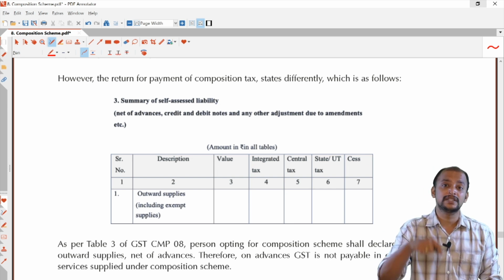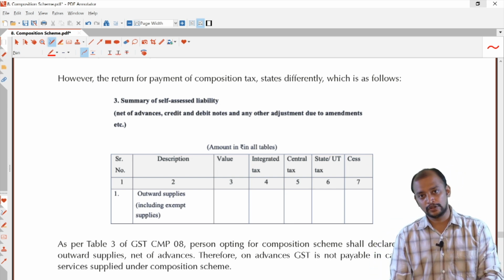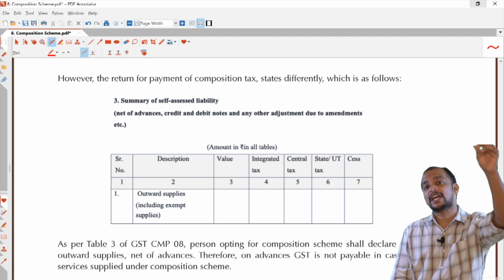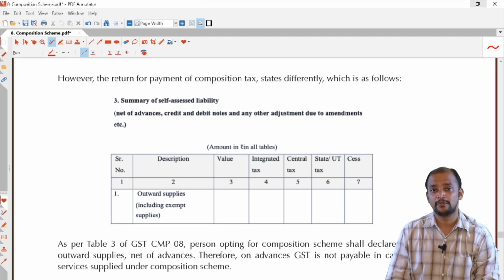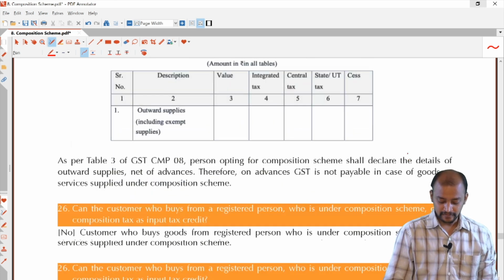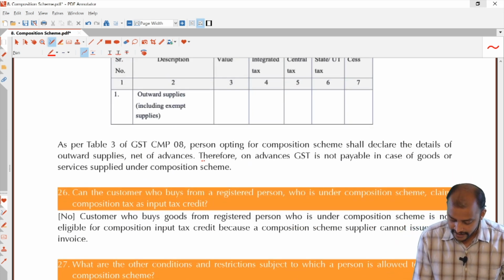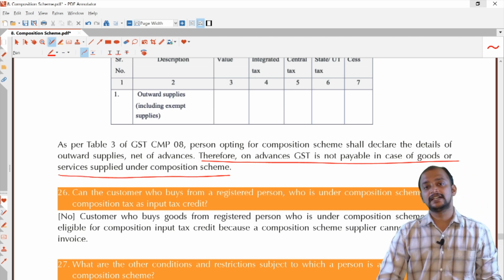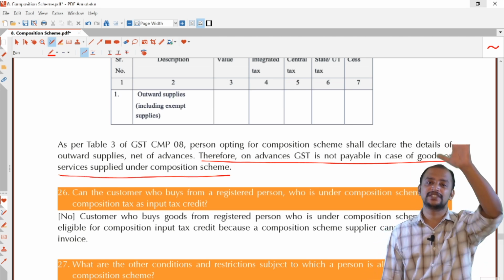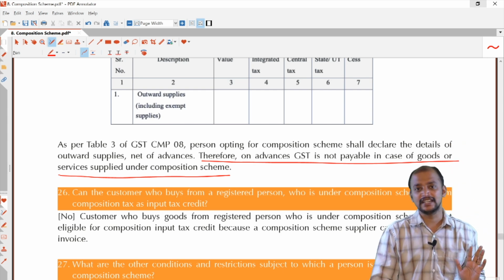It is given in the rules which enable this form CMP08. Therefore, are the regular provisions of time of supply applicable in case of composition scheme? No. Therefore, on advances, GST is not payable in case of goods or services supplied under composition scheme. So, this is the issue here.